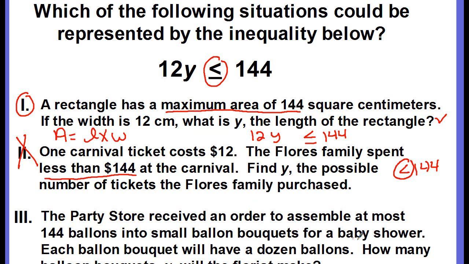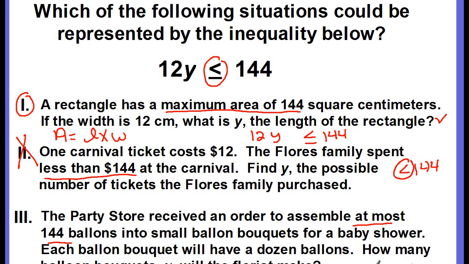The party store received an order to assemble at most 144 balloons into small balloon bouquets for a baby shower. Each balloon bouquet will have a dozen balloons. How many balloon bouquets Y will the florist make? All right, at most 144. Can it be more than 144? No. Can it be exactly 144? Well, at most means, yeah, it could be 144, just not more than 144.